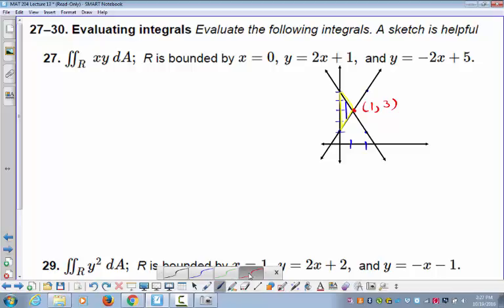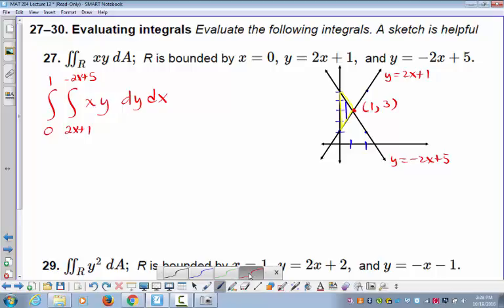All right. So then when we convert this to an iterated integral, I said x's are on the outside, so x's are going to go 0 to 1. And on the inside, all right, here's where we have to do some thinking. Okay, so that vertical element is connecting two functions. Those are going to be our limits of integration here. All right, so the lower function right there is y equals 2x plus 1. That's the lower function. And the upper function is y equals minus 2x plus 5. So lower function to upper function. So that's how we set it up.